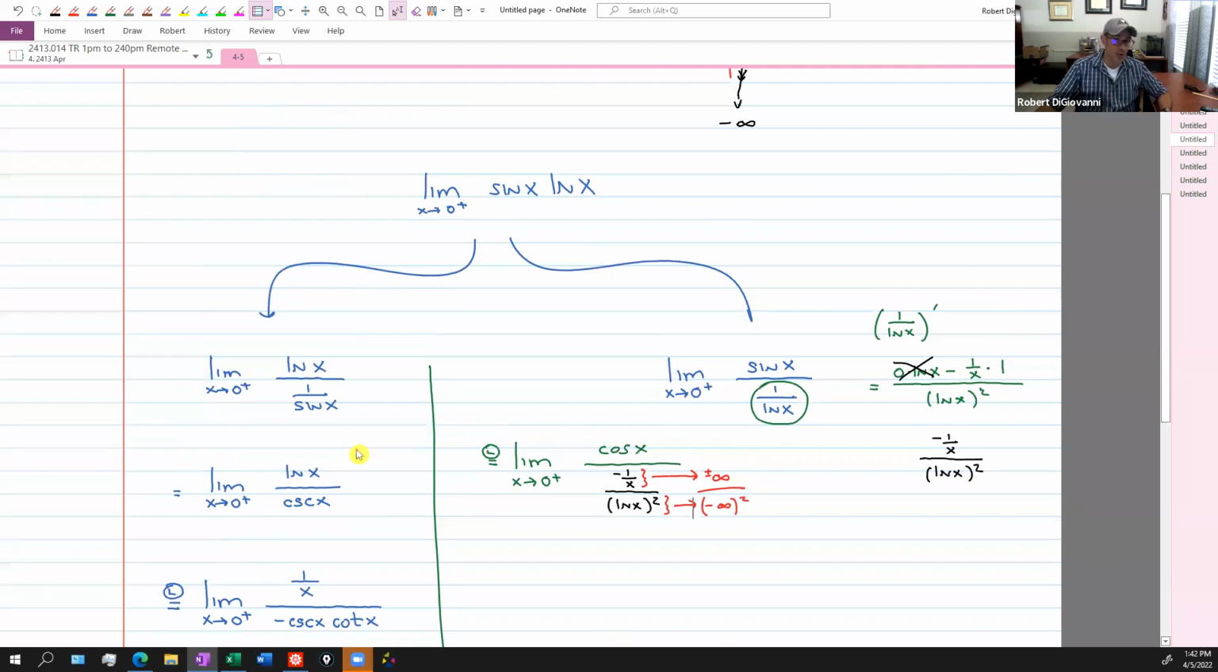Wow, that problem didn't look like it was that bad. That's actually in your homework set. So that's number 26 out of the book.